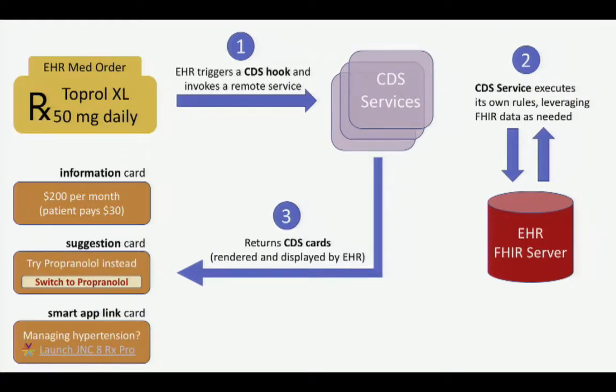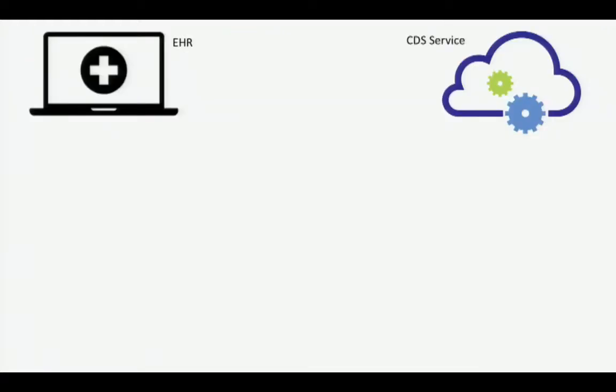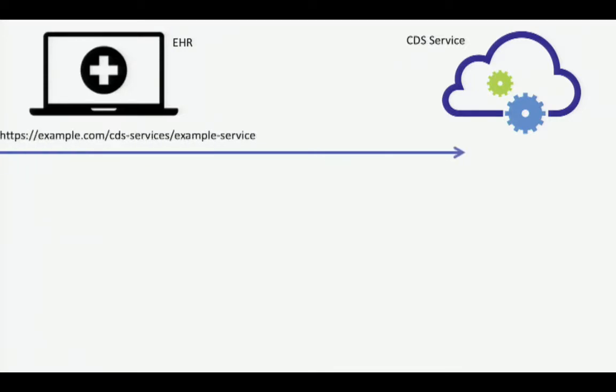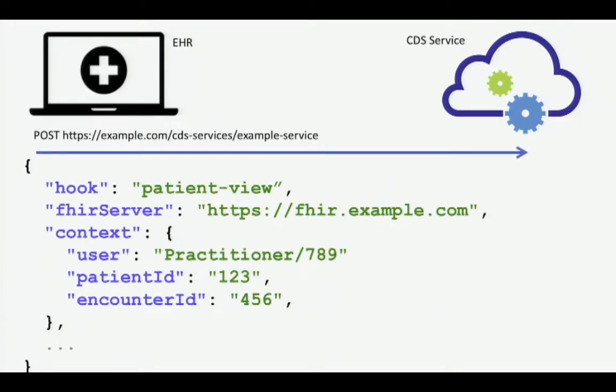So let's look at that flow from the JSON. Here, the EHR is invoking our CDS service, and it does so by posting to an endpoint. In the post body, so this is that initial request for a hook, is a JSON API that has data around the hook, the EHR, and the context that is specific to the hook.